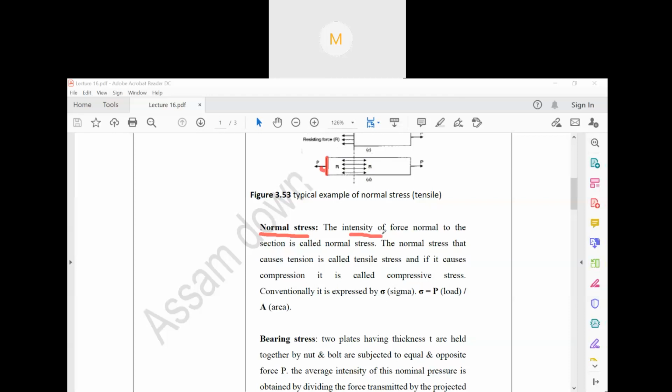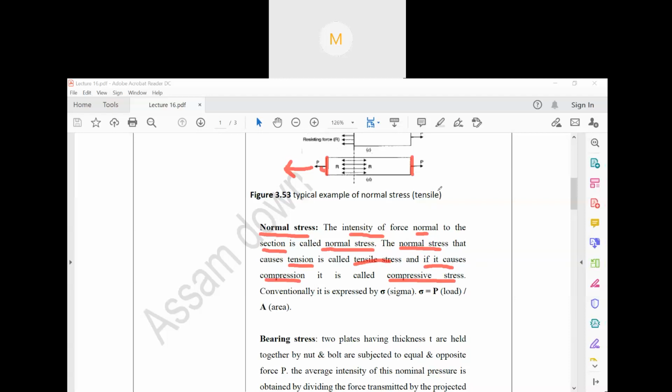So that means if the force is normal to the section, if the force is normal, this force is normal, then it is called normal stress. Now the normal stress that causes tension is called tensile stress, and if it causes compression, it is called compressive stress.